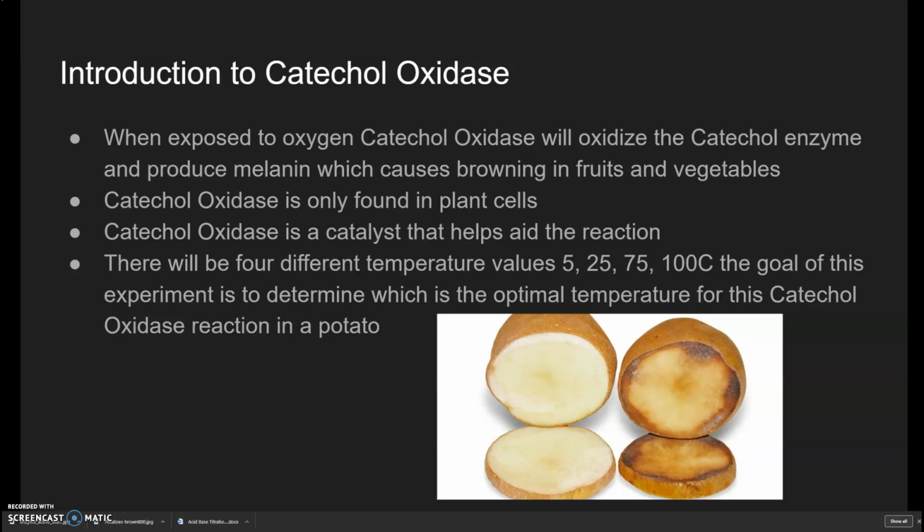What this enzyme does is it will form a catalyst that will help aid the reaction, and it can cause it to be quicker. For this experiment in particular, there will be 4 different temperature values: 5 degrees Celsius, 25 degrees Celsius, 75 degrees Celsius, and 100 degrees Celsius. The goal of this experiment is to determine the optimal temperature for this catechol oxidase reaction in the potato, out of the 4 temperatures that are given.